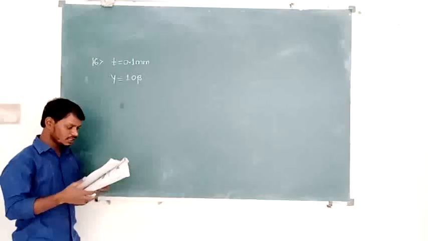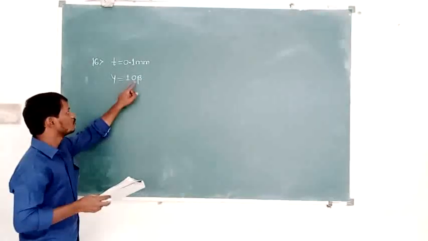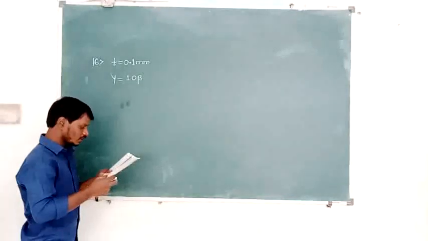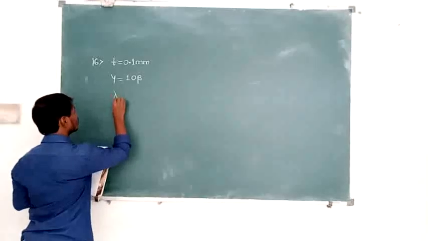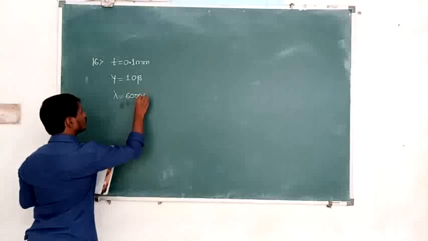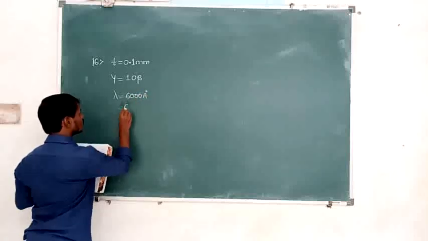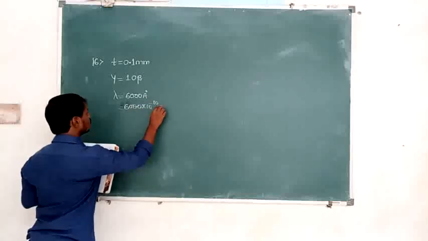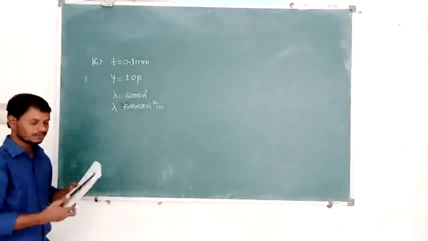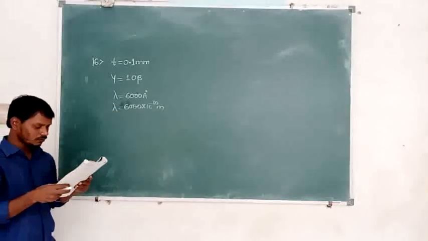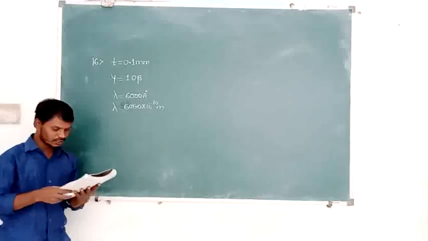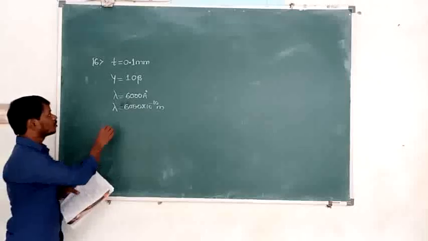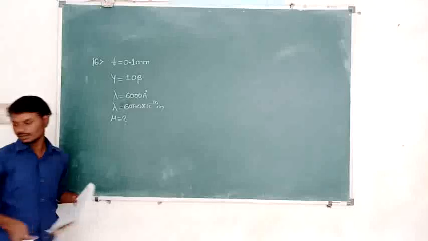So the central fringe is displaced by a distance equal to how much? 10 fringes. So what is the fringe width of each fringe? That is beta. Now, if the wavelength of the light is 6000 angstrom, that is 6000 into 10 to the power of minus 10 meter, then it is lambda. If the wavelength of the light is 6000 angstrom, the refractive index of the mica is what we have to find out.